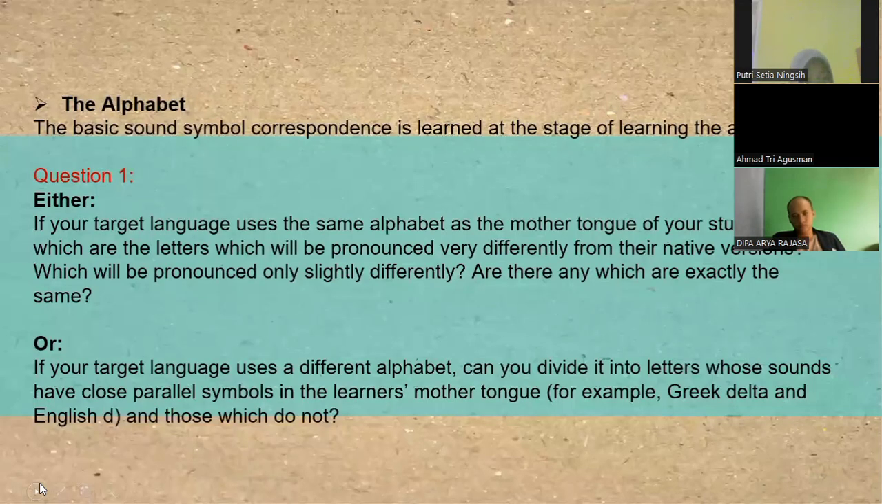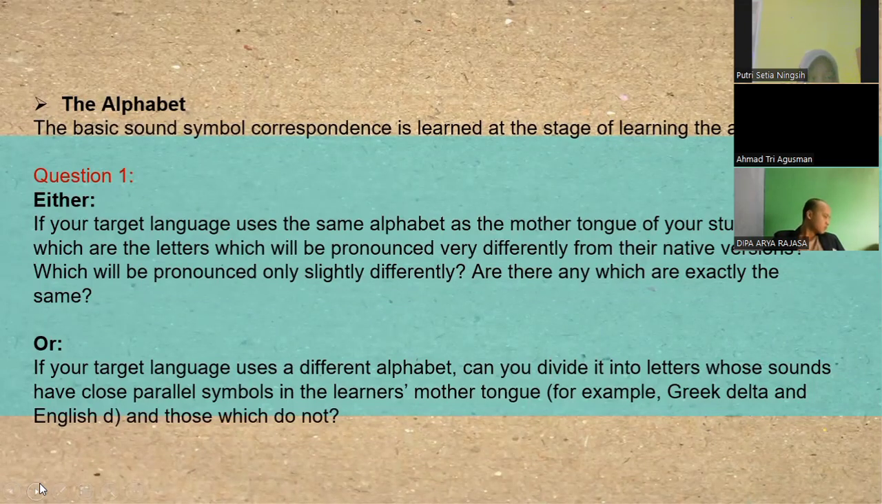Next, the alphabet. The basic sound symbol correspondence is learned at a stage of learning the alphabet. If the alphabet is a totally new one, then there is a lot to learn, but it is clear that every new symbol needs to be taught with its pronunciation.